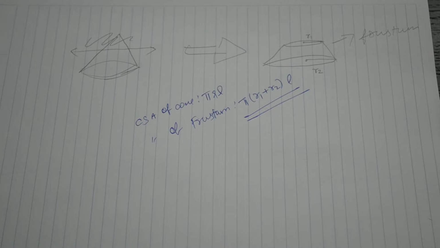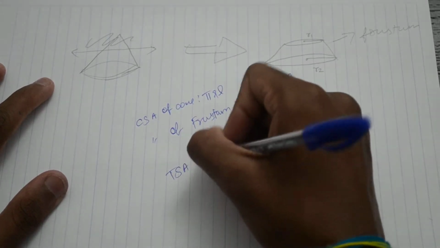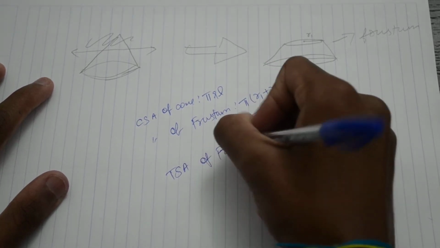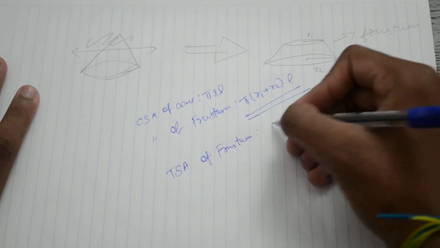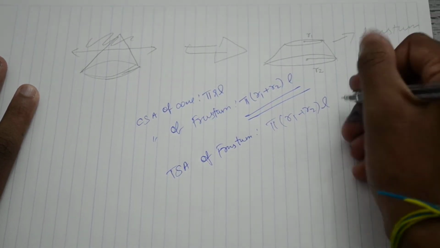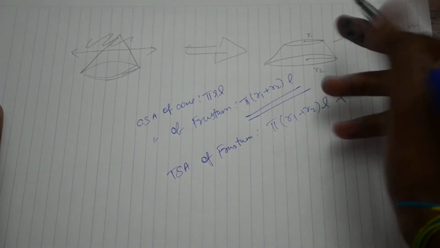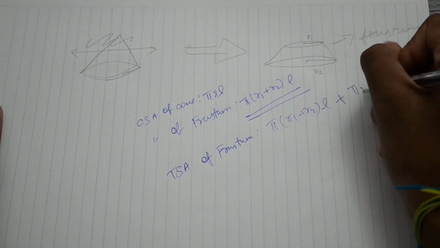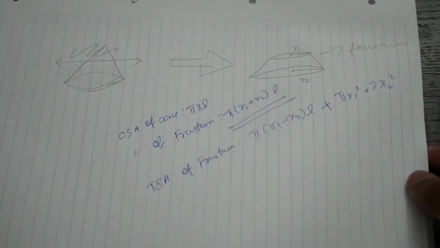So now the TSA of a frustum. I'll tell you how to get the TSA of a frustum from the CSA of a frustum. So for the TSA of a frustum, first you write down the CSA. So you get pi (R1 plus R2) into L, plus, now you've written the CSA, that's half the work done, plus pi R1 square plus pi R2 square. I'll explain to you why.